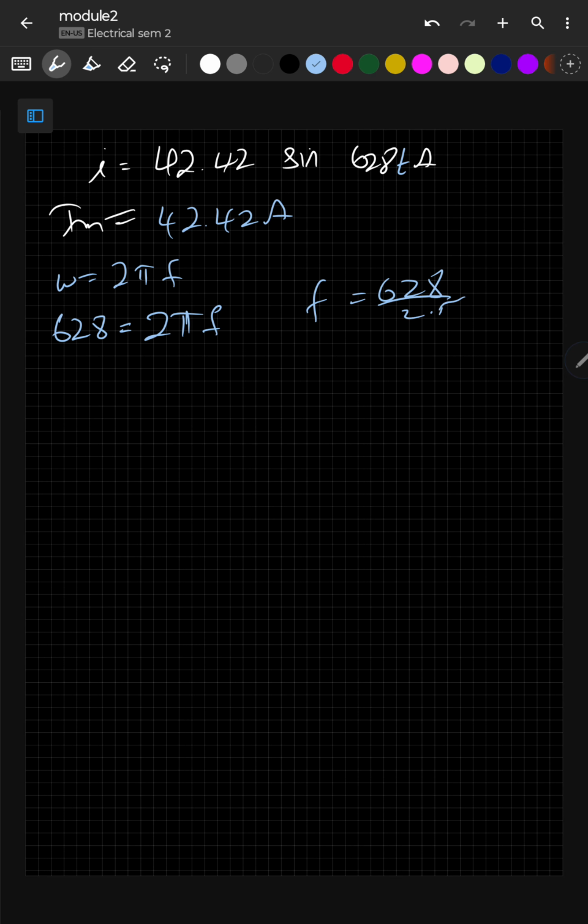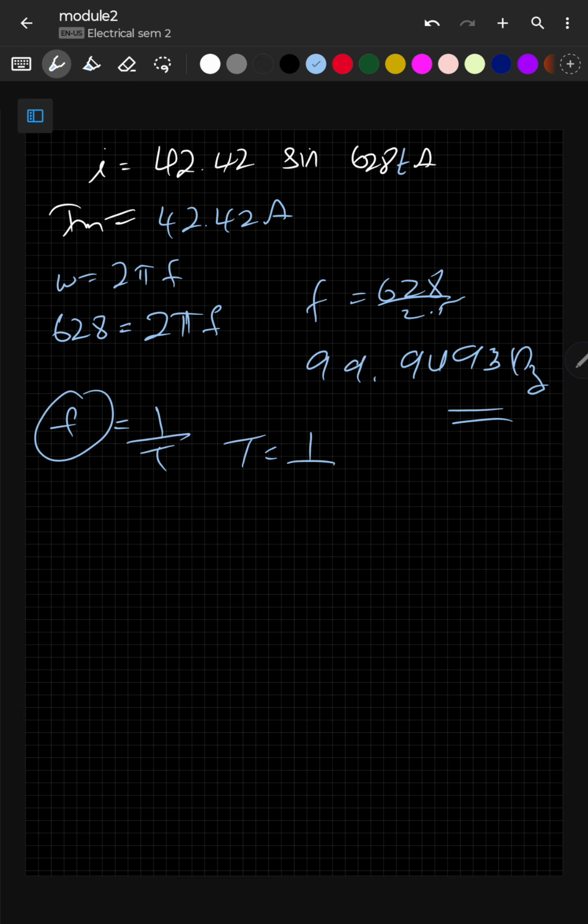That's going to be 99.9493 hertz. Next is time period. We have got frequency, so time period t is 1 by f. So 1 by 99.9493, I'm getting 0.01 second.